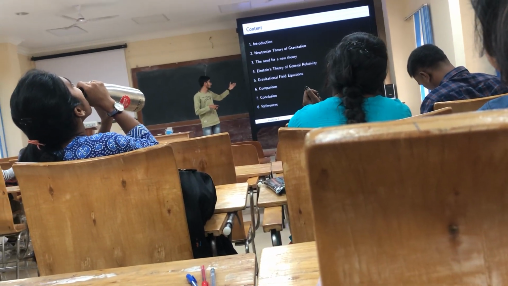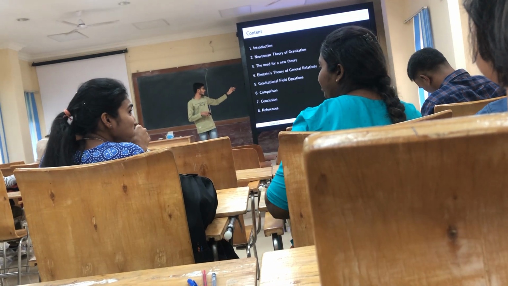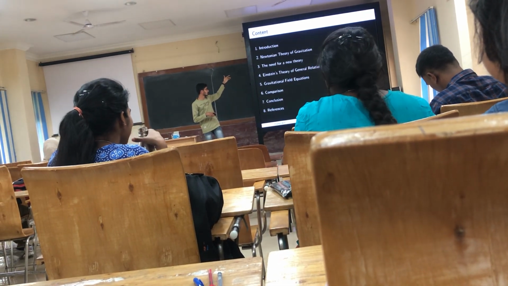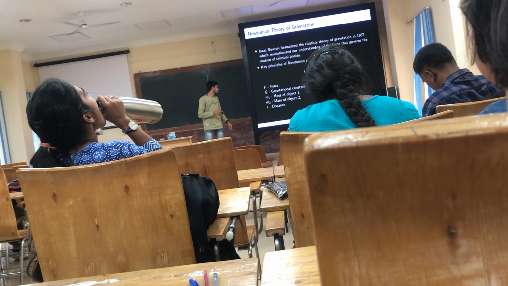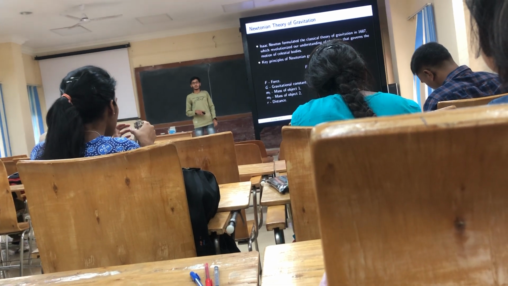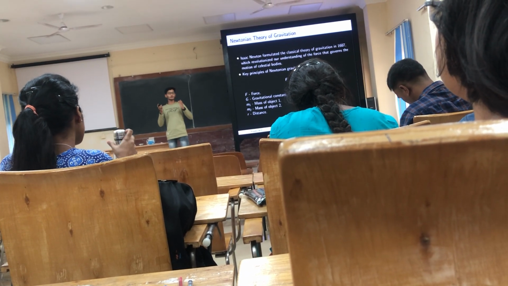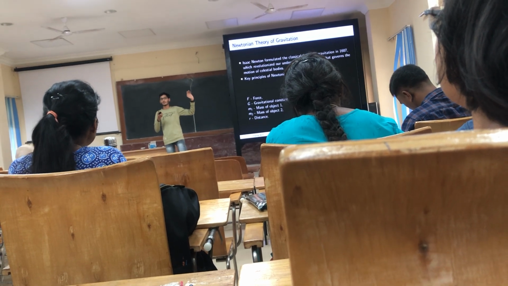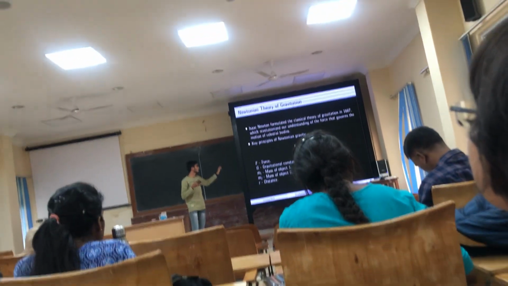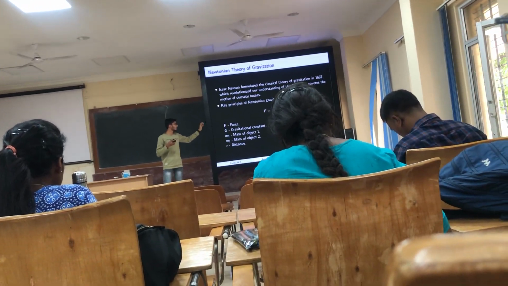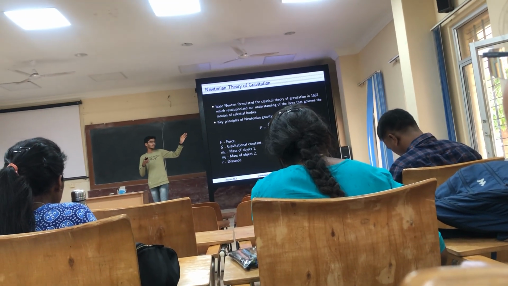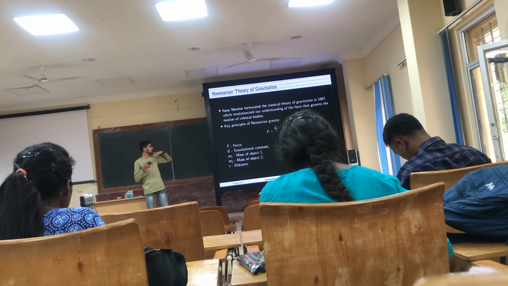Einstein's theory of general relativity, then the field equation, and the comparison between these two theories in the conclusion. So first, to know about the general theory of relativity, we need to go through the previous theory, that is Newton's theory of gravitation. We all know that the force is directly proportional to the masses and inversely proportional to the distance between the two masses.